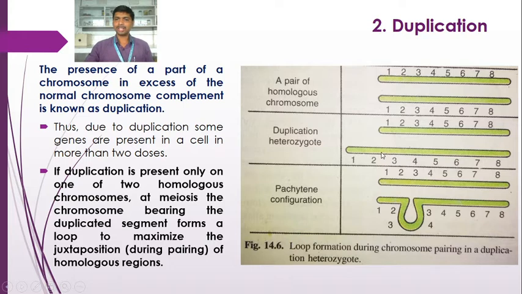Now during meiosis, when the pairing occurs in the zygotene phase of prophase I, this duplicated segment of the duplicated chromosome forms a loop. It is called a duplication loop during pairing. This loop formation occurs because this region possesses the genes 3, 4 in excess. They occur in more than two doses. This is the duplicated region, because of which it forms a loop during the pairing. So what happened during pairing? The pairing occurs exactly here.